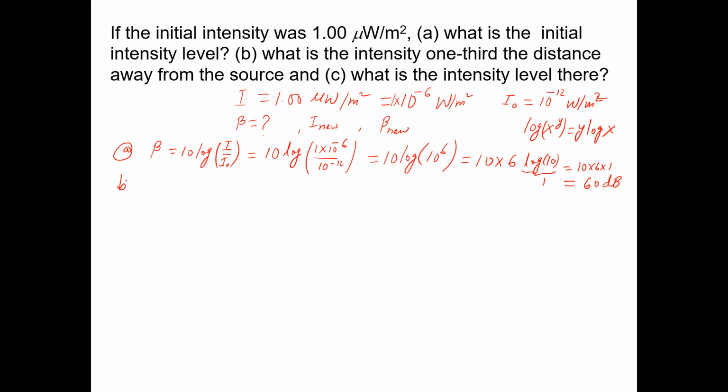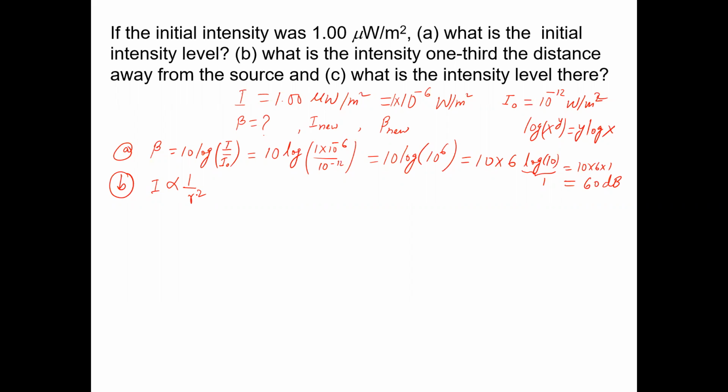So this is the first part. Second part, we have to calculate intensity with change of distance. We know from the formula that I is inversely proportional to the square of distance. So if you decrease the distance, intensity increases. If you increase the distance, intensity decreases, which is clear. If you go far away from the source, you will get a less and less loud sound.